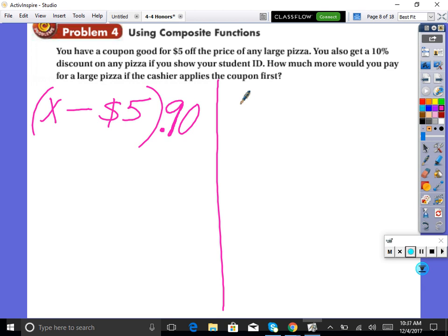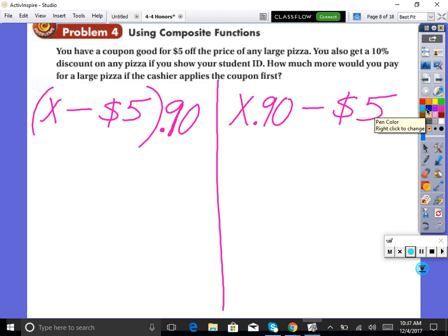Way number two would be taking the total cost of the pizza, taking that 10% off first, and then subtracting $5. So this would be the one you would pick on the ACT, the one that is written correctly. They'll make sure to have a 0.10 on there for sure. Now it says, how much more would you pay for a large pizza if the cashier applies the coupon first? So let's put a number value on this. I don't know, let's make the pizza worth $10. How about it? Does that sound like a good deal?